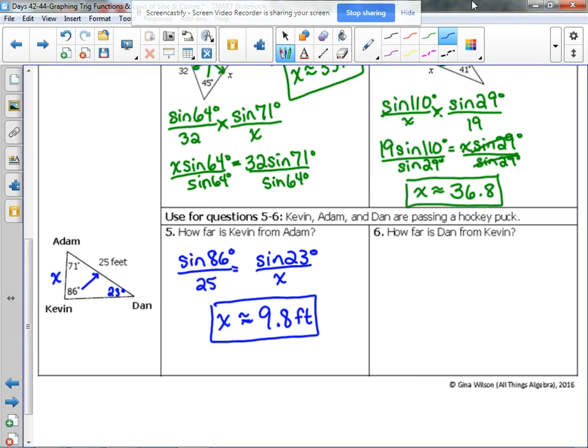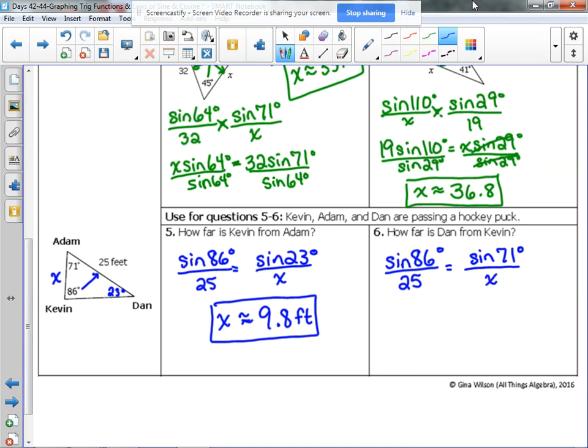Okay, how far is Dan from Kevin? Again, you can't just use the Pythagorean theorem with those two measurements because it's not a right triangle. So we've got to set up the law of sines again. I would use the given information as much as possible. So I would go back to the sine of 86 degrees over 25. I would not use the sine of 23 over 9.8 because what if I made a mistake in that calculation? I don't want to compound my mistake by using it again.